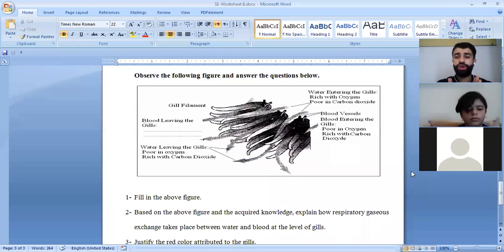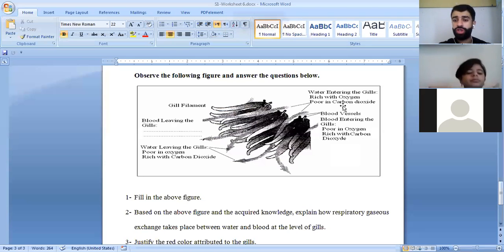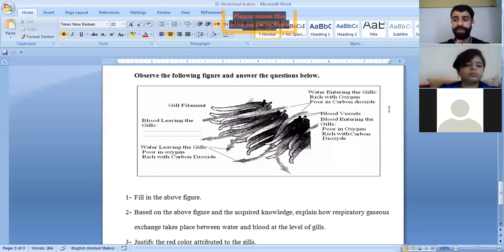Yes. Okay, Adnan. So they are saying in the figure, water entering the gills is rich in oxygen. What's the meaning of rich? They are filled of... Excellent. They contain a high amount of oxygen. Very good. While the water entering is poor in carbon dioxide, meaning a low amount of carbon dioxide. Okay, till now, Adnan?